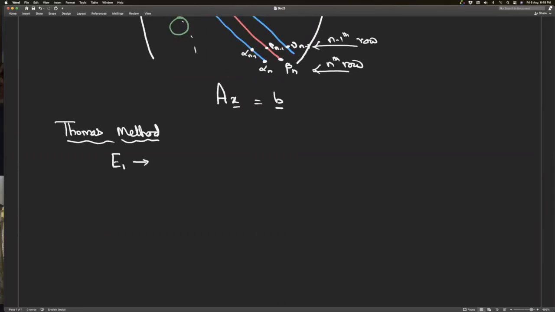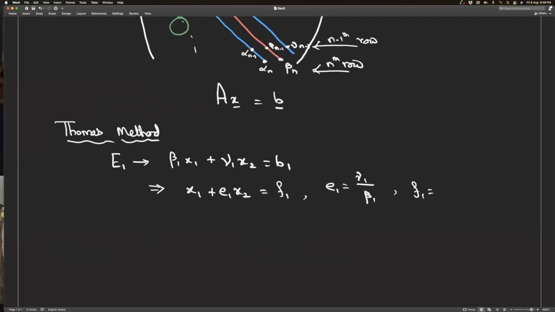Equation 1 is given by beta 1 x1 plus gamma 1 x2 is equal to b1, right? You rewrite this as x1 plus e1 x2 equal to f1, where e1 is equal to gamma 1 by beta 1 and f1 is equal to b1 by beta 1. Well, from here you can clearly see that we need beta 1 to be not equal to 0 in order to make this method work.